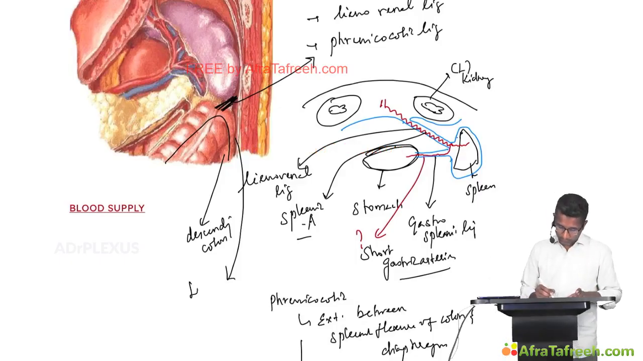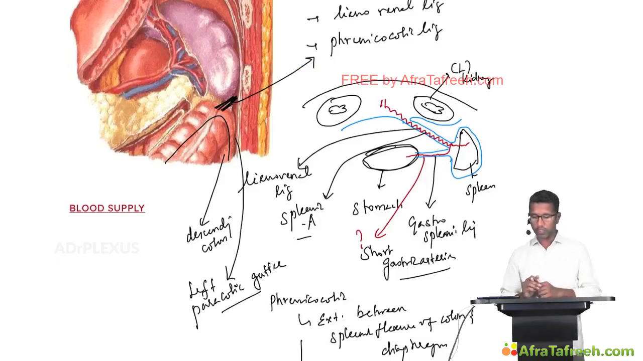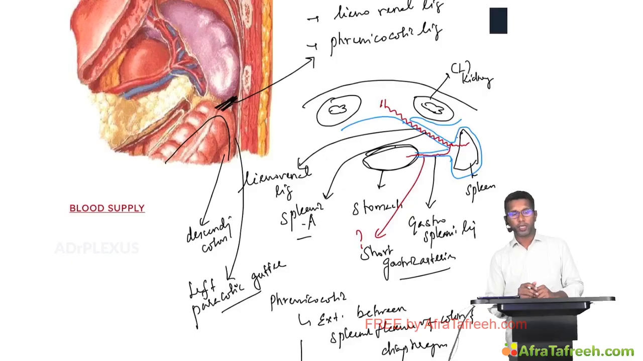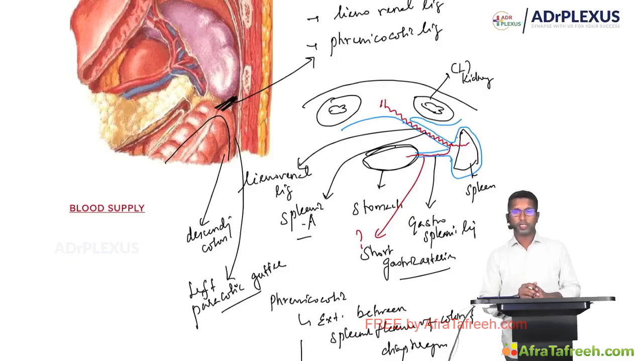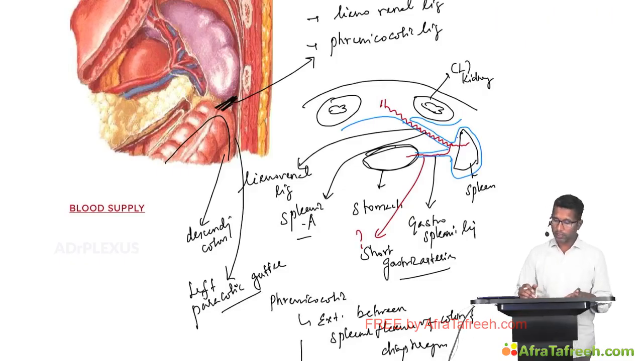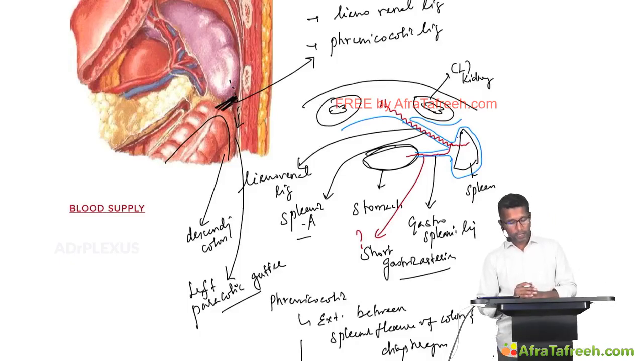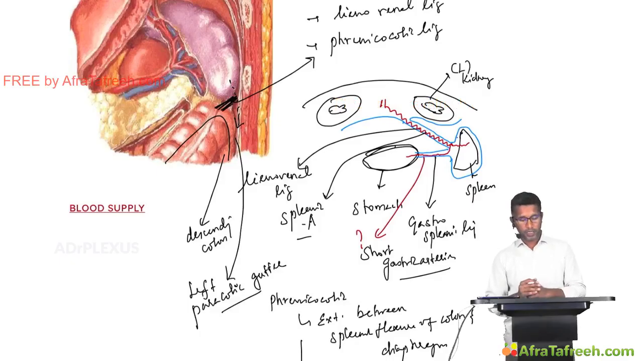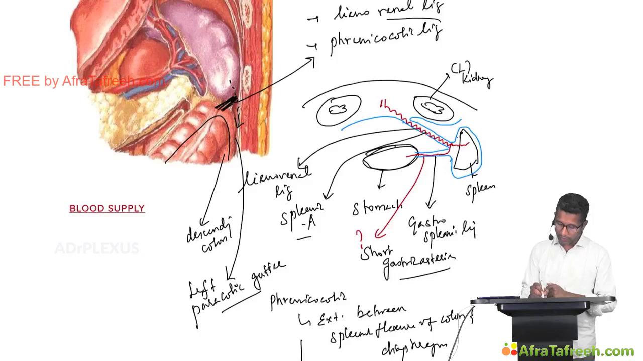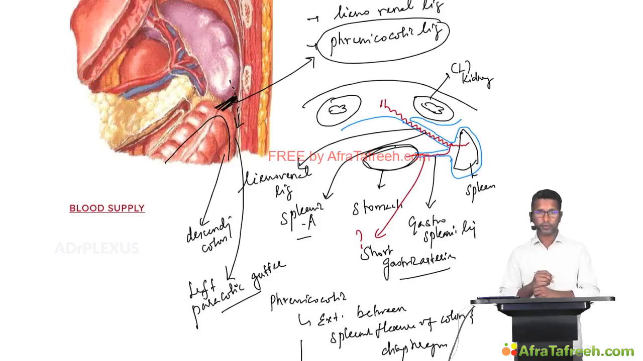This is called as the left paracolic gutter. Okay, guys. So normally when the spleen enlarges, it has to enlarge into the left paracolic gutter. When the spleen tries to enlarge into the left paracolic gutter, there is a ligament which is preventing the entry of the spleen into it, and that is nothing but the phrenicocolic ligament.